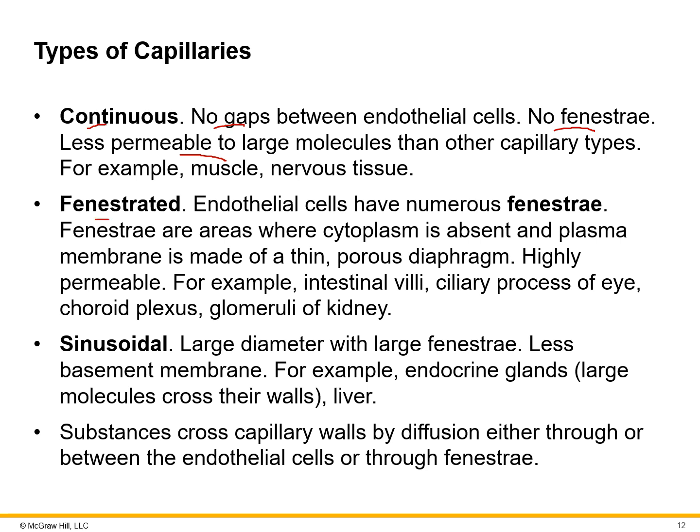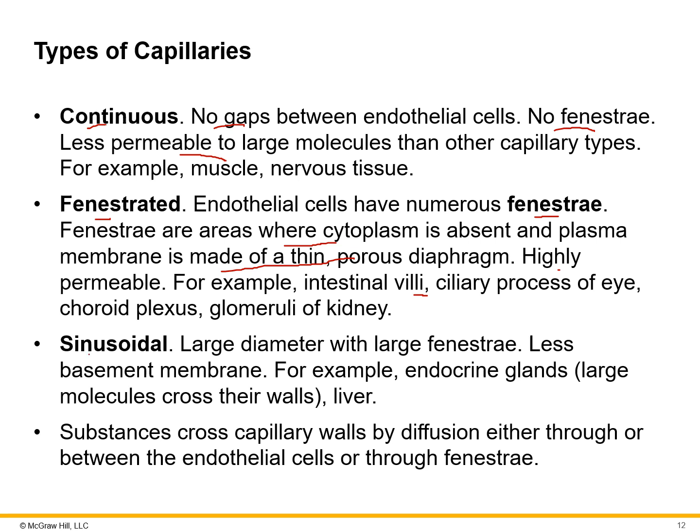Then the fenestrated, these endothelia have these fenestrae, which are areas where the cytoplasm is absent and the plasma membrane is made up of a thin porous diaphragm there. So it is going to be very highly permeable. So think about the villi in the intestines, and then the glomerulus of the kidney, where we have a lot of exchange going on. Again, a very, very thin membrane allows for lots of exchange, highly permeable.